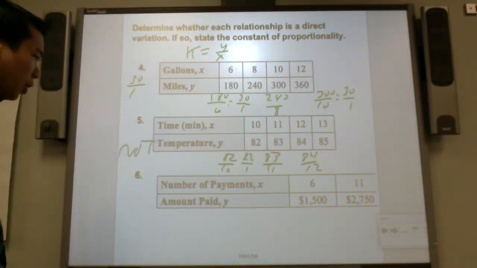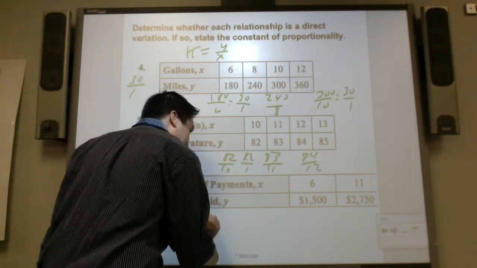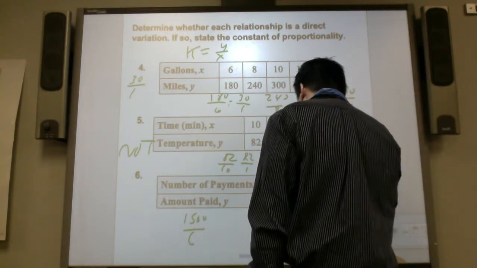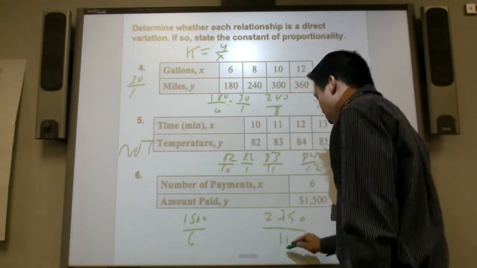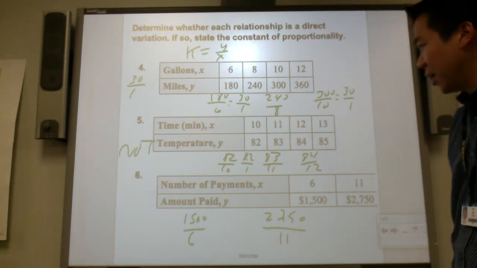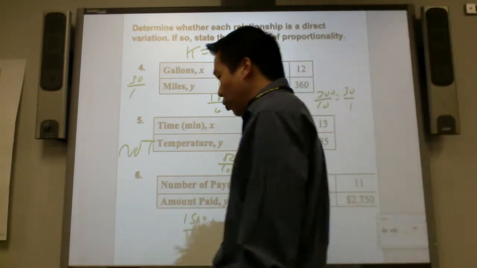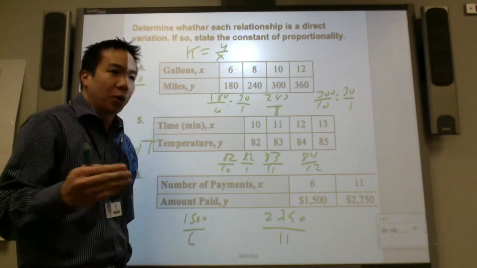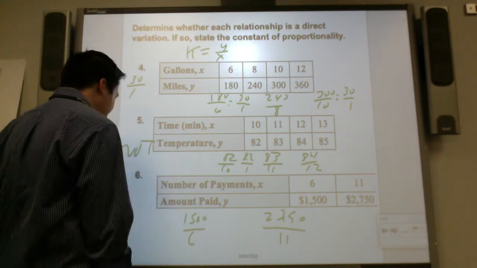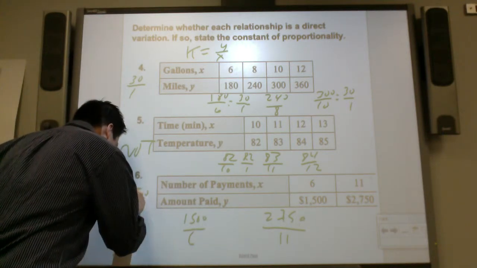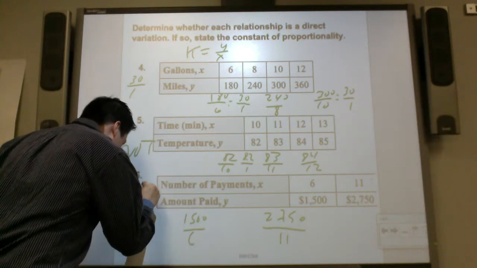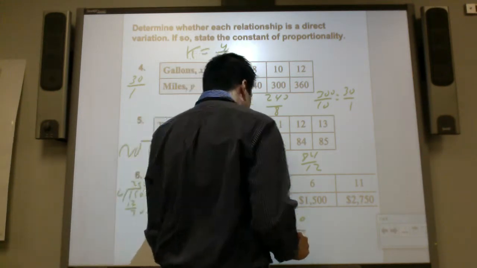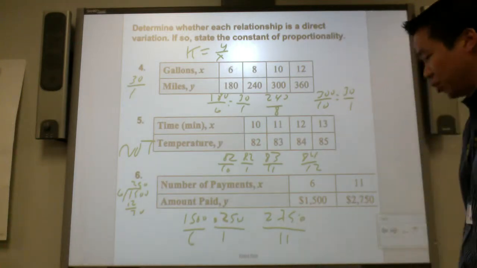Number 6, what about the next one? $1,500 for 6 payments. Is it directly related? Does it have a direct variation? Is it directly related to $2,750 for 11 payments? If you broke this down, will they have the same dollar amount per payment? So what's 1,500 divided by 6? I have no idea. It goes in $250 for one payment. Is that related to this one?